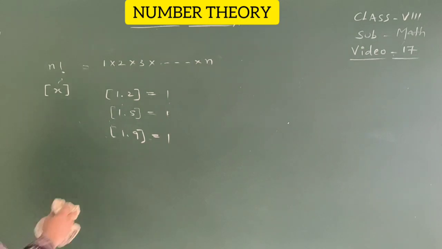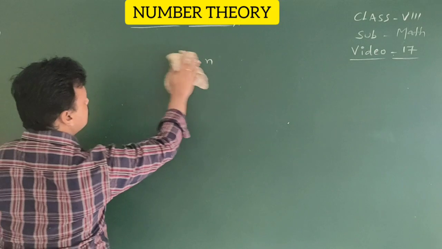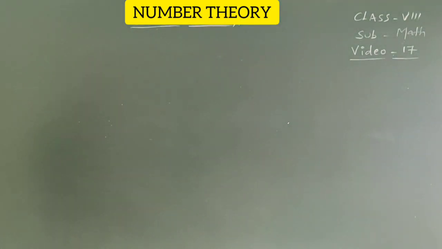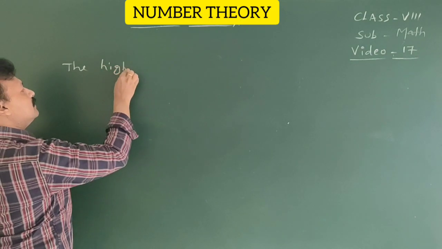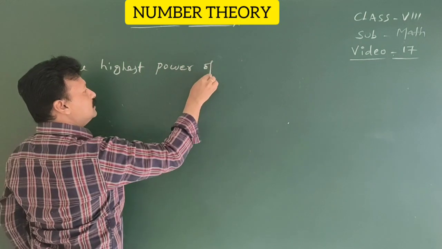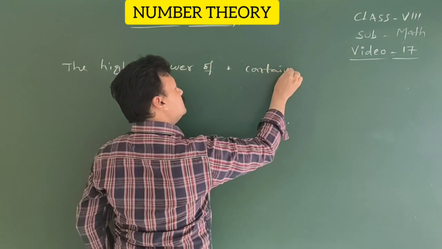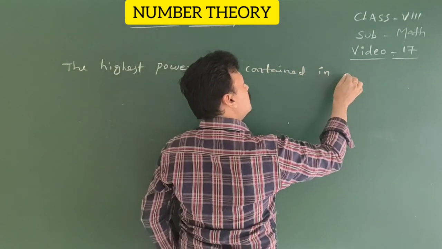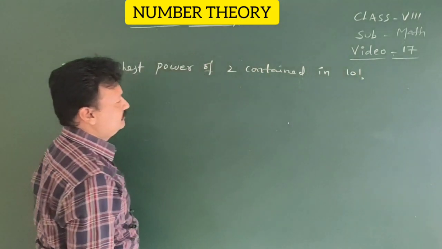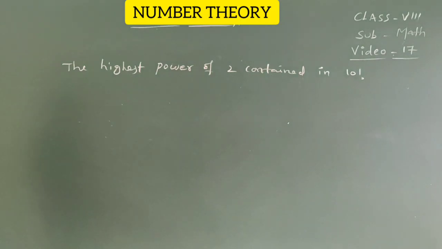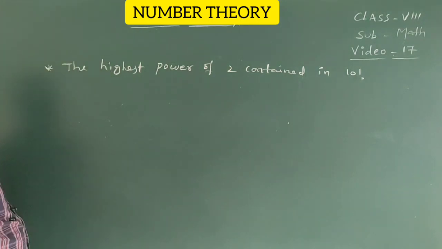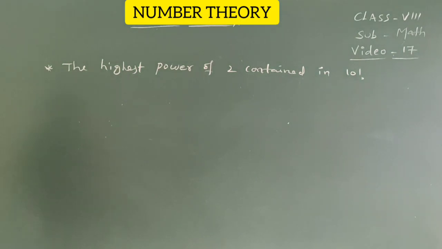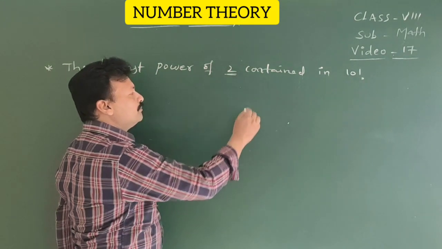In this video, we have to discuss the highest power containing n factorial. For example, the highest power of 2 contained in 10 factorial. In the expansion of 10 factorial, what is the highest power of 2 we will get? For understanding, I am writing this one. Afterwards, I will give one formula for finding the highest power of any base contained in n factorial, but the base should be prime.